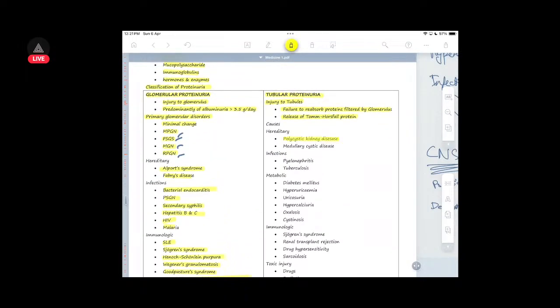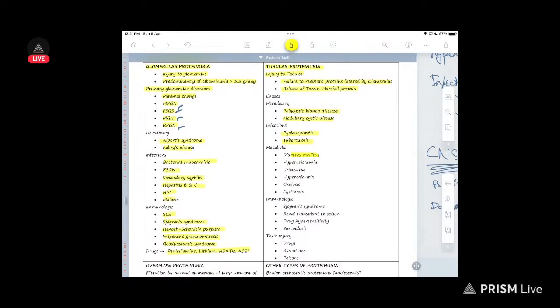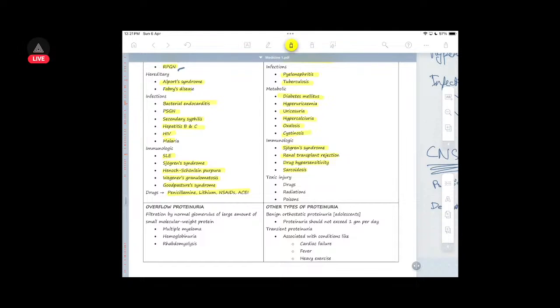Particularly for tubular causes, you have polycystic kidney disease, medullary cystic disease, pyelonephritis, tuberculosis, metabolic causes such as diabetes mellitus, hyperuricemia, uricosuria, hypercalciuria, oxalosis, cystinosis, etc. Immunological: Sjögren's syndrome, renal transplant rejection, drug hypersensitivity, sarcoidosis. Toxic injury: drugs, radiation, and poisons.